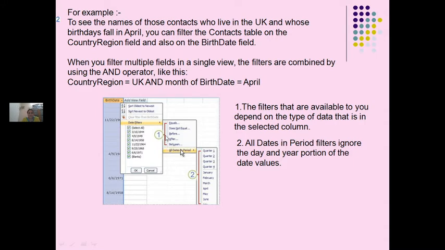First point, equal, and all dates in period. That is April till April. The filters that are available to you depend on the type of data that is in the selected column. All dates in period filters ignore the day and year portion of the date values. This is showing how you can filter. You can select. Okay, this is the thing.